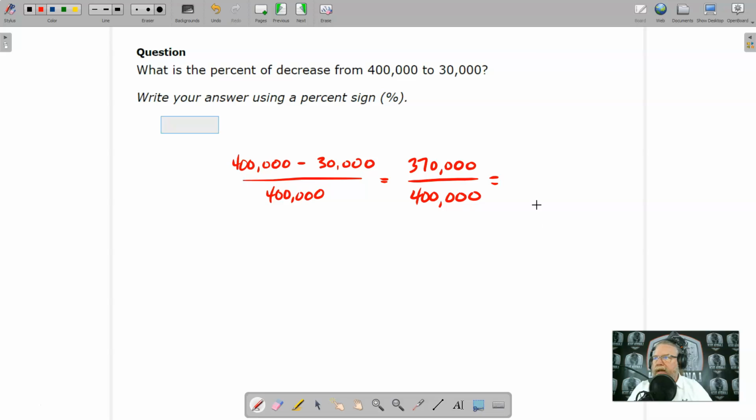And we're going to get an answer of 0.925. Let's move the decimal over 2 places. We would get 92.5. Throw the percent sign on the end. So the answer is 92.5% decrease.